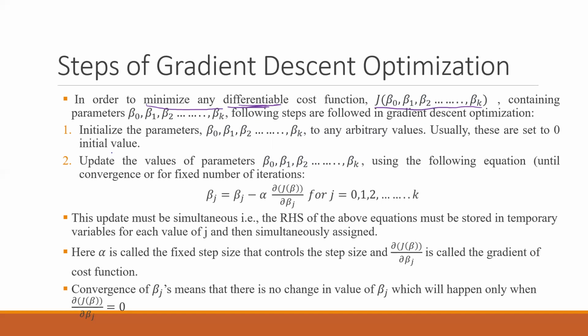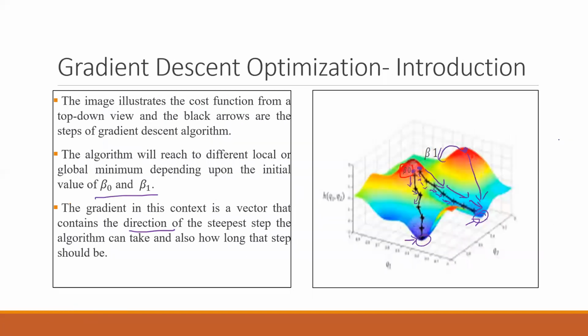Initially, what you have to do is initialize the parameters. Let's say that you put these parameters to an arbitrary value, maybe 0, right? Why do we need this value? Because we have to start from somewhere. You may start from here, you may start from here, you may start from here.